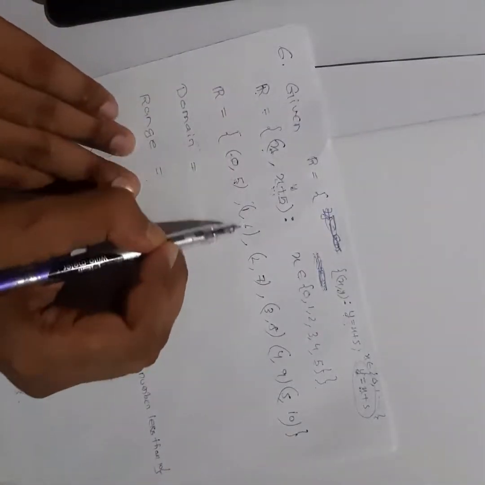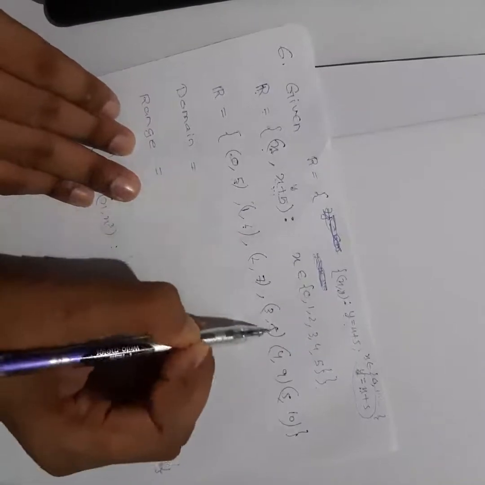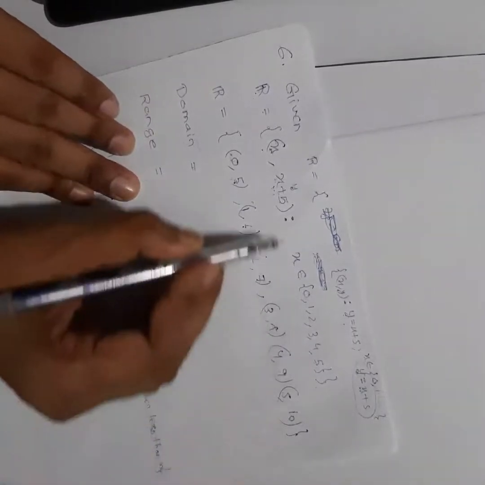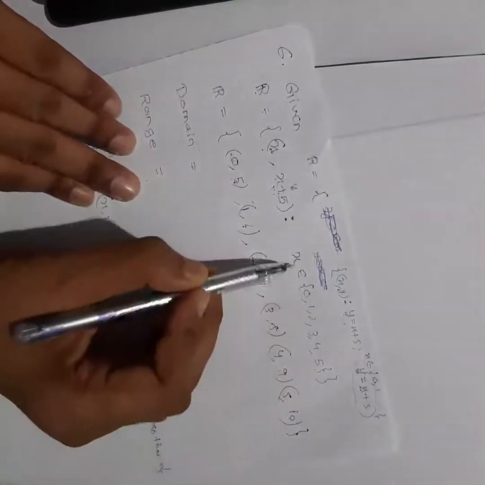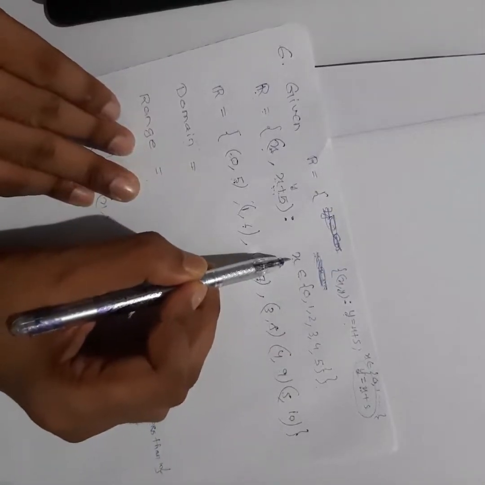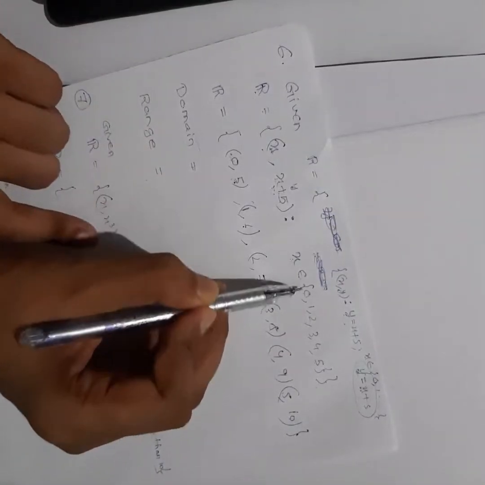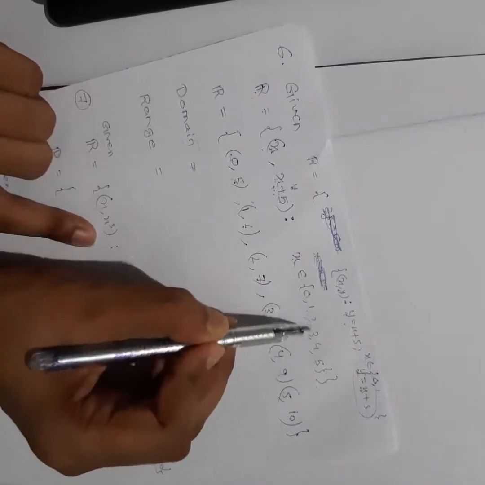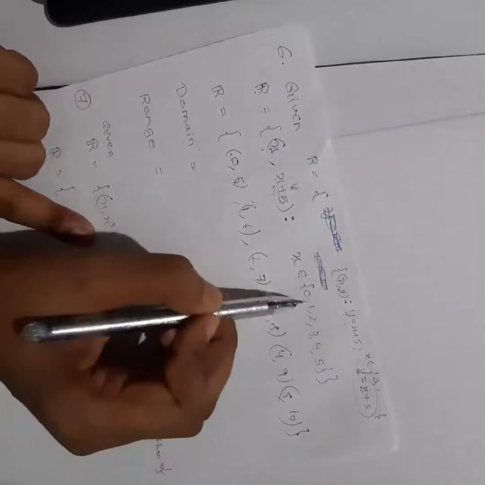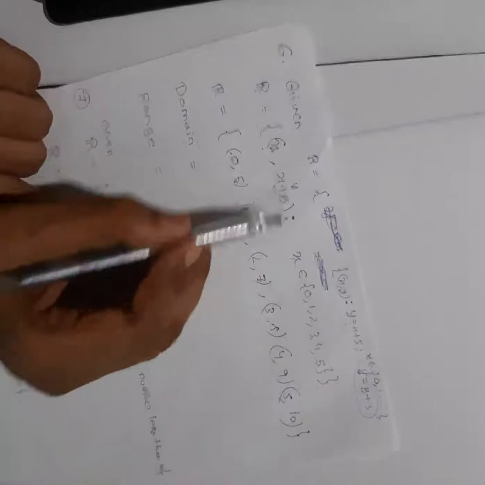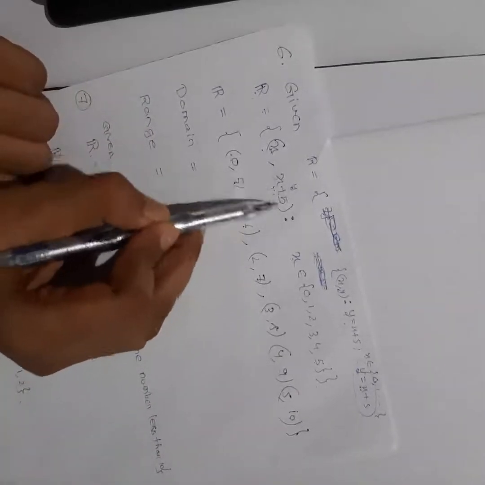Now some students might have confusion in this one. See here, y is 6 also, 7 also, 8 also, 9 also, 10 also. Why? Because they didn't mention y belongs to what. They have given restriction only for x. X should belong to this one, that is 0, 1, 2, 3, 4, 5, only x you have to take. Okay, but y, what it will be, they didn't say anything. So this can be any value, any real number.